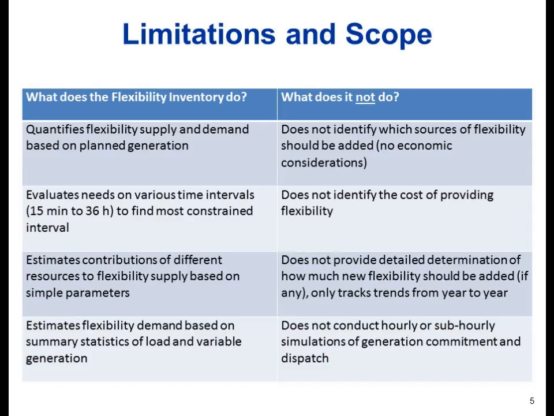But following the IEA methodology, we quantify flexibility in supply and demand in 4 particular intervals that stretch from 15 minutes to 36 hours. And then we focus on that interval that is found to be the most limiting in terms of the ratio of flexibility supply and demand. Since this is a high-level assessment, we rely on simple parameters to estimate the flexibility supply. Similarly, we use a statistical estimate of variability and uncertainty to quantify the flexibility demand.